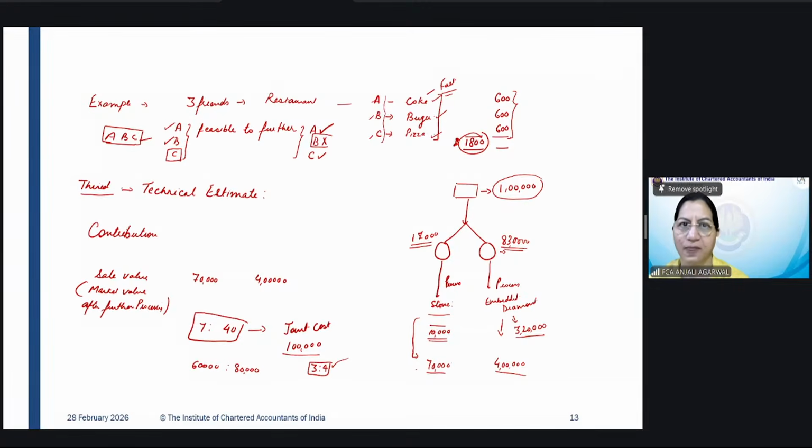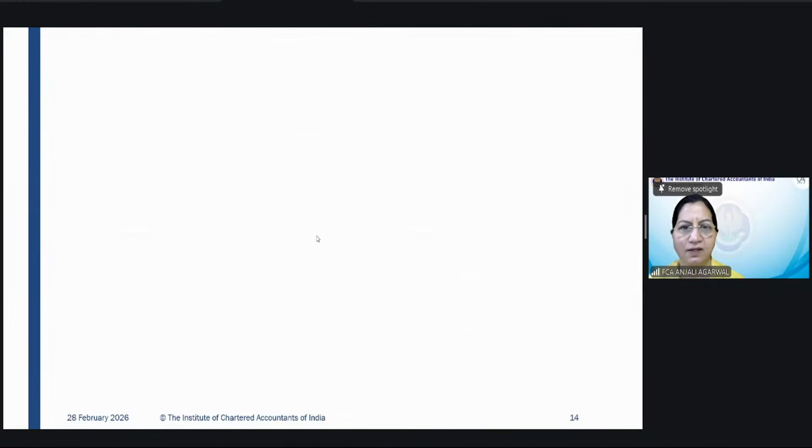The more exact you want to be in reaching the share of joint cost, the more effort you will incur in finding out what the cost should be. A technical estimate will be a proper survey by experts who evaluate and try to reach as close as possible to the actual joint costs incurred. So these were the three prominent methods, including physical measurement. I hope it is clear.